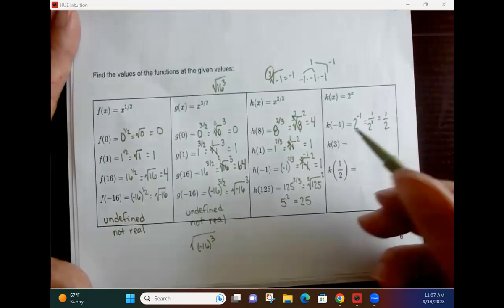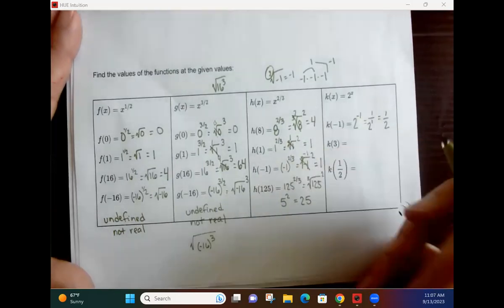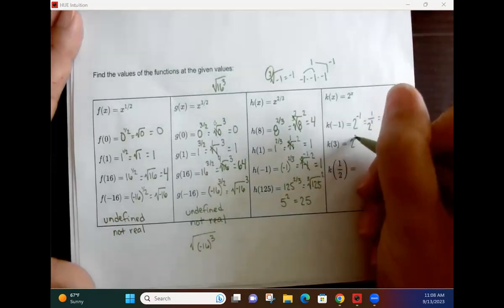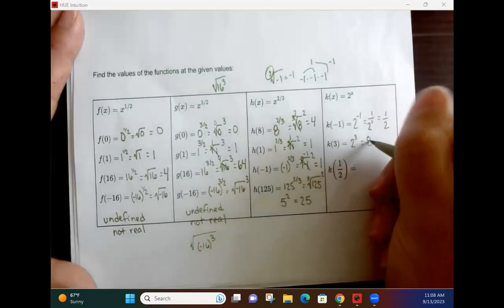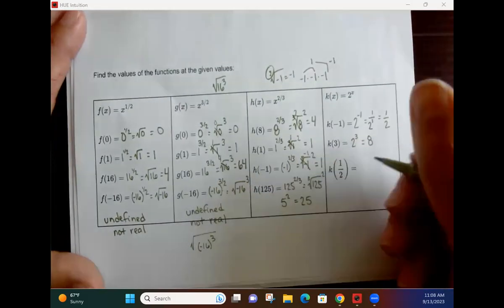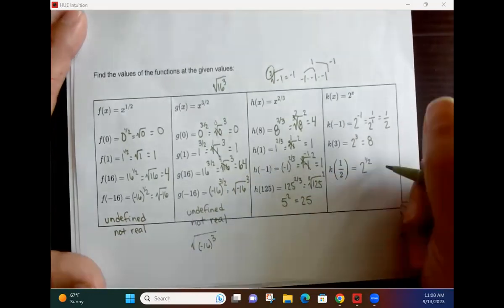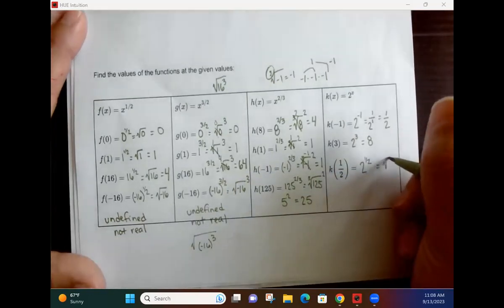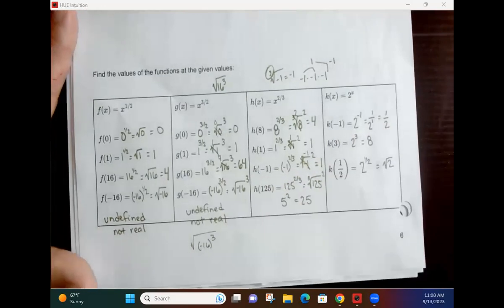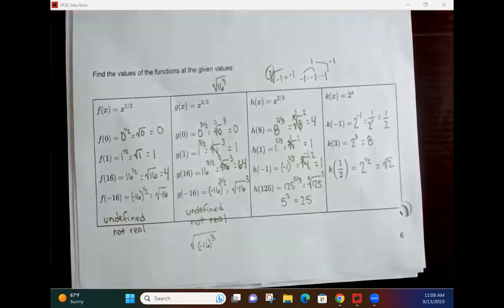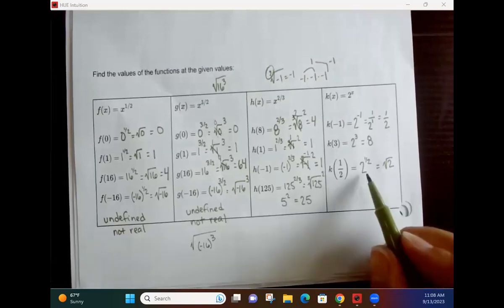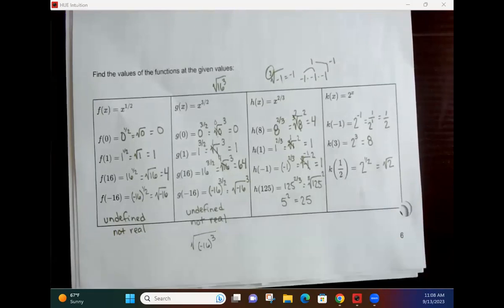Then for k, plug in 3 for x. This would be 2 cubed, which is 8. And then k to the 1/2 would be 2 to the 1/2, which I could also write as the square root of 2. Can I simplify the square root of 2 to have a nice square root? No. So we could just leave it either as 2 to the 1/2 or the square root of 2. Those are both correct. They mean the same thing.